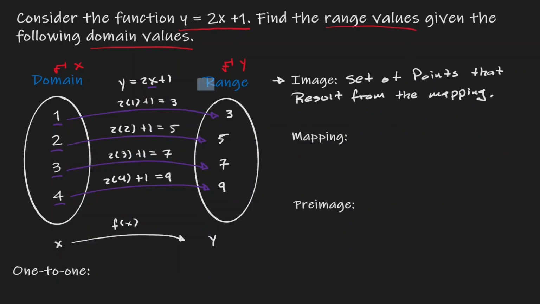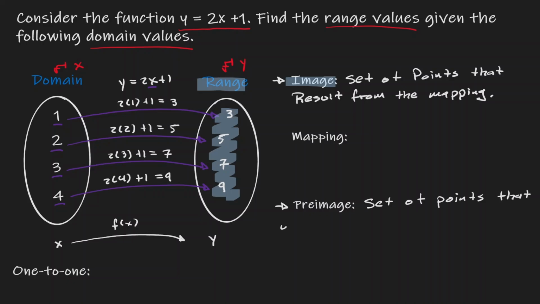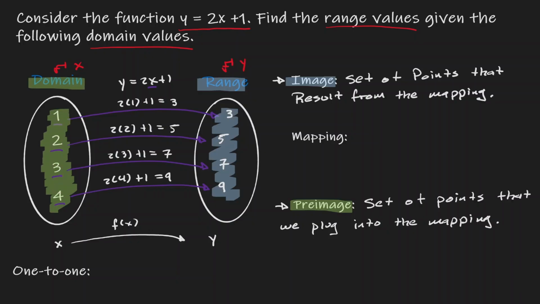Which in this case, those are all the range values, because those were the outputs of the mapping. The pre-image is the set of points that we plug into the mapping. Which in this case, the pre-image of this example are all the domain points, because notice that those were the points that we were plugging into our mapping.